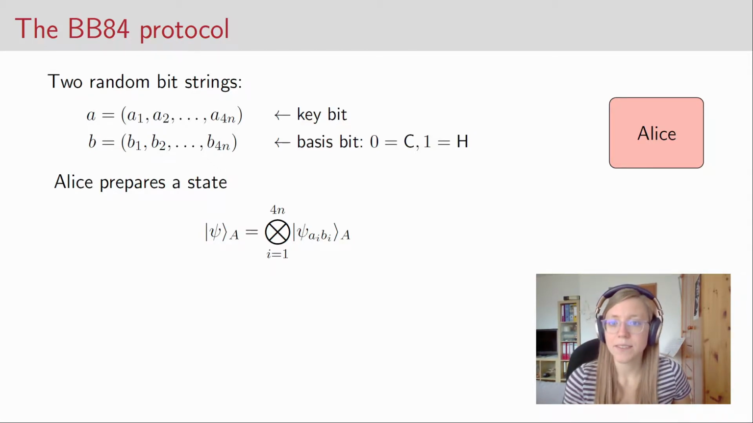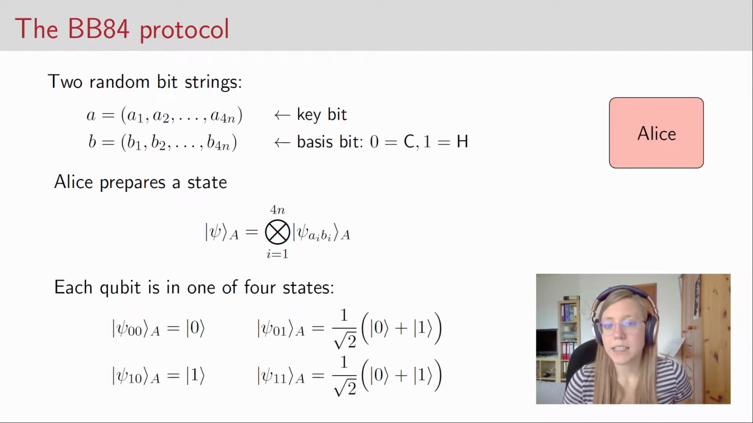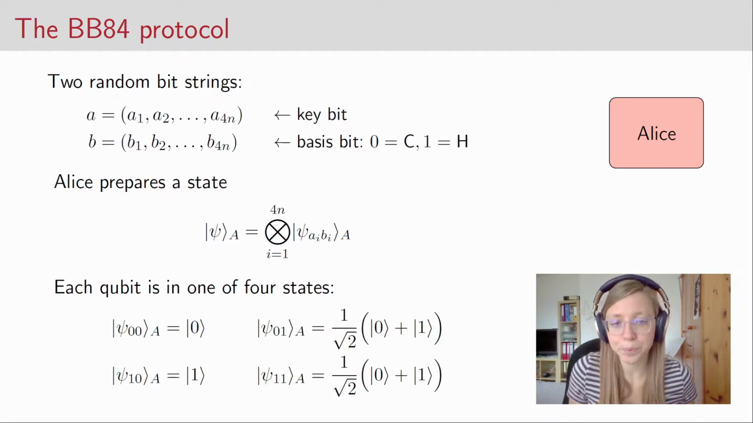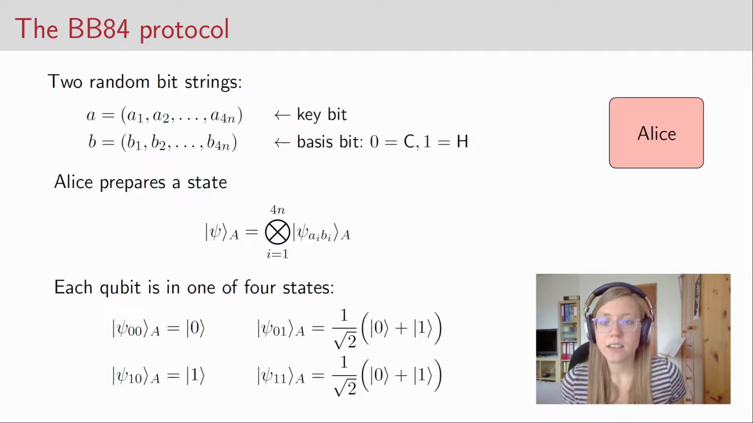And here I said the bit string B determines the basis. This means that each of the qubits is in one of 4 possible states. So if both bits are 0, then Alice encodes the 0 bit into the computational basis, which is simply the 0 state, which you can see here. If bit A is 1, but bit B is still 0, then we have the 1 state in the computational basis. And similarly, we encode the bits 0 and 1 in the Hadamard basis. You have seen these states before. She then sends all these states over to Bob.